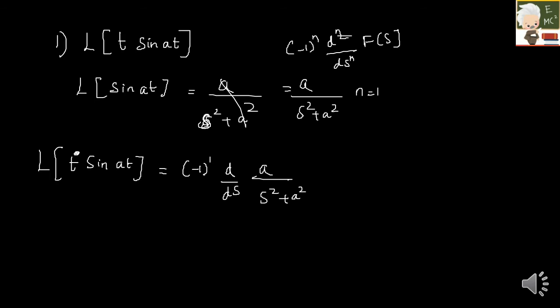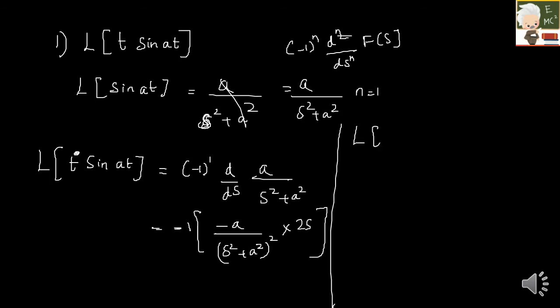Now I have to differentiate it. So this would be minus 1 into minus a by s square plus a square the whole square into 2s. Once you differentiate, you will get this. So finally, the Laplace transform of t into sin at is 2as by s square plus a square the whole square. Hope you got it. It's just basic differentiation involved over here.